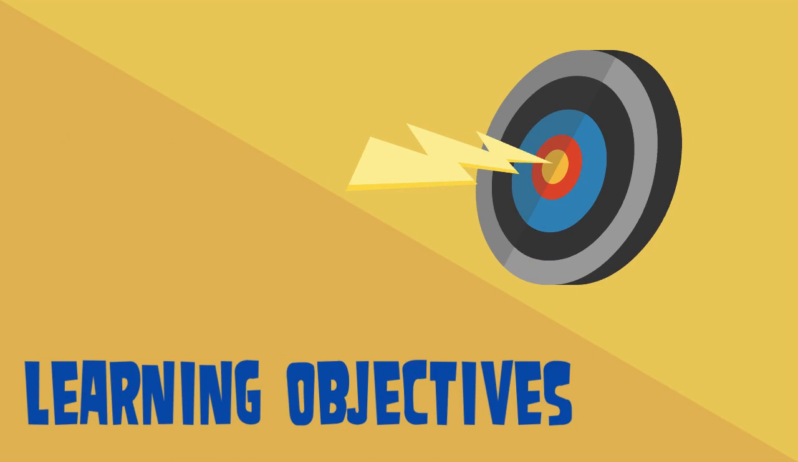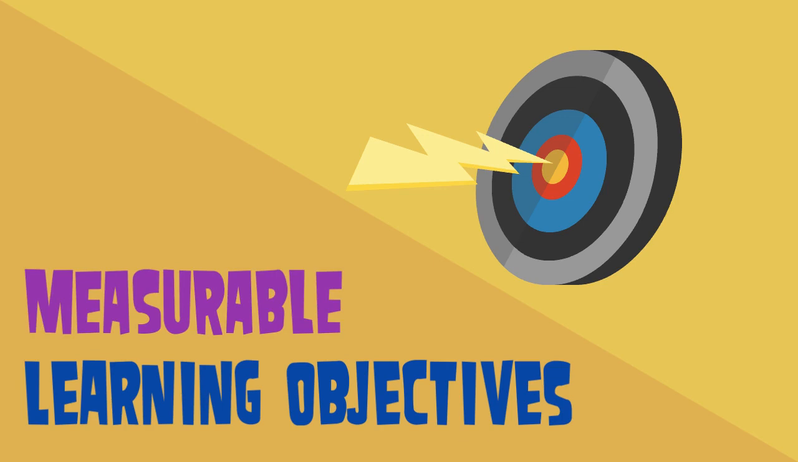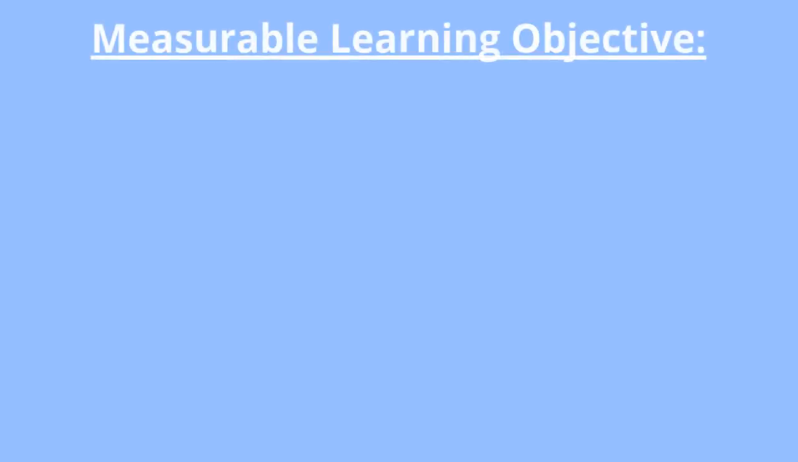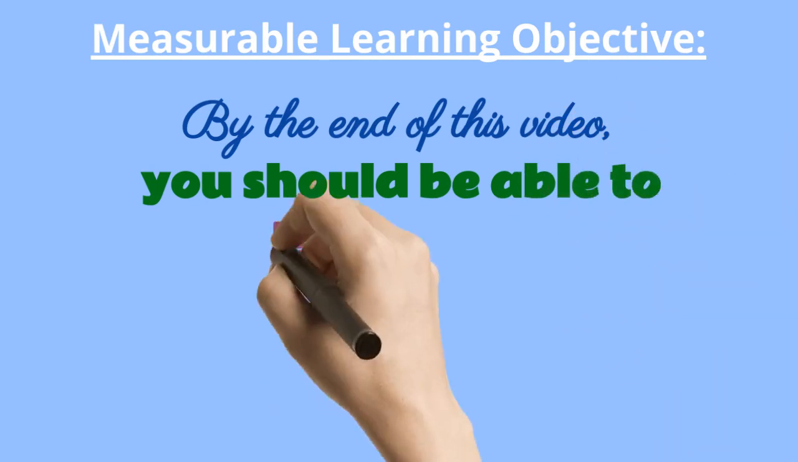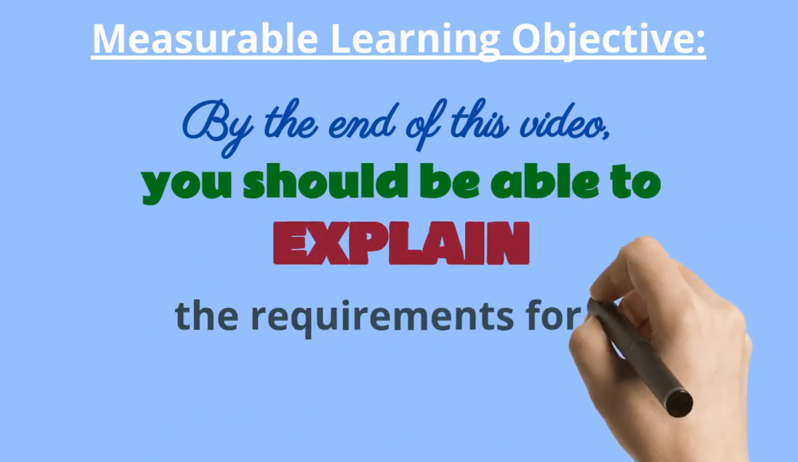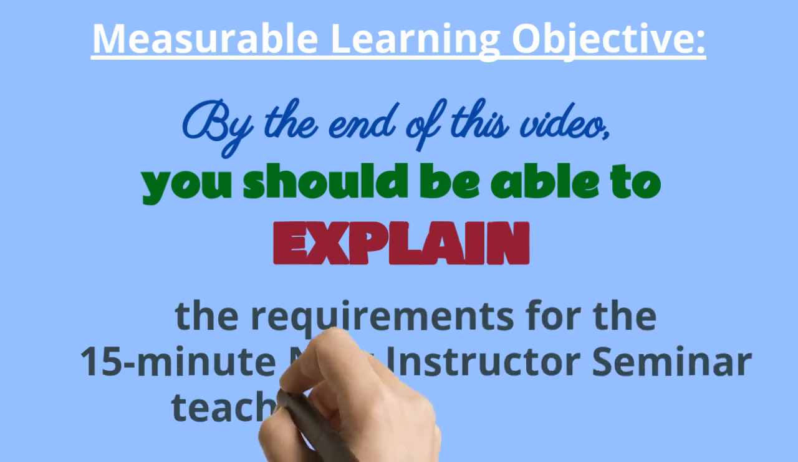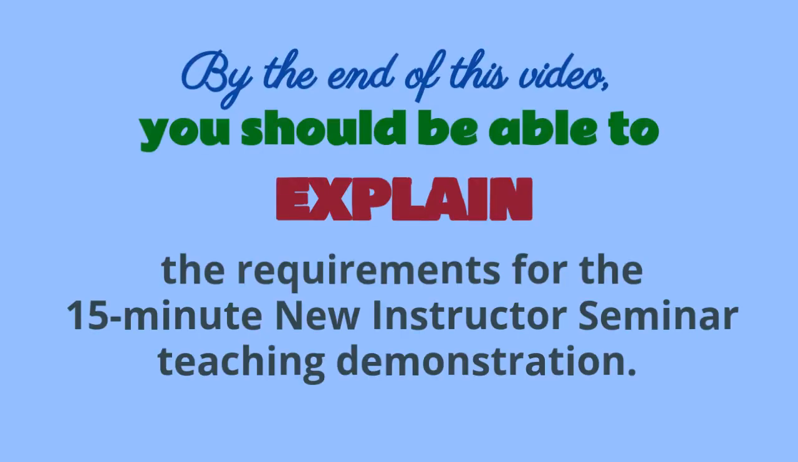Adult learners need to know why they are learning something in order for it to stick. Therefore, lessons should always begin with measurable learning objectives. This video began with an example of a measurable learning objective. By the end of this video, you should be able to explain the Commission's requirements for the 15-minute new instructor seminar teaching demonstration. Why is this considered a measurable learning objective? Because it clearly identifies what you should be able to do at the end of this session, which is explain those requirements to someone else.